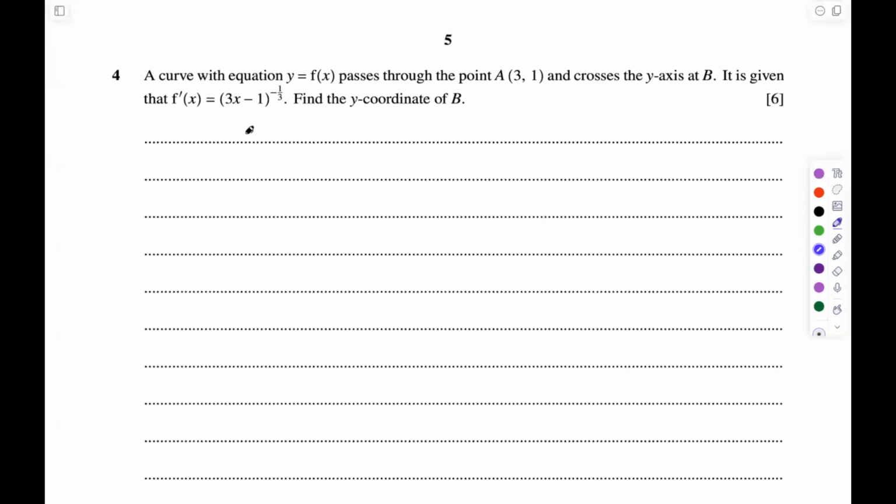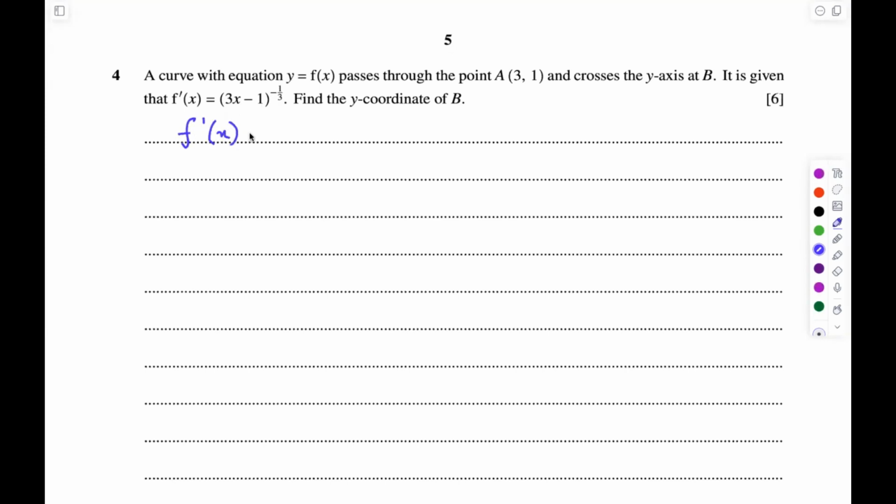In question 4, a curve with equation y equals f of x passes through the point A (3, 1) and crosses the y-axis at B. It is given that f dash of x is equal to (3x minus 1) to the power minus 1 upon 3. We have to find the y-coordinate of B. Now, we know that as it is crossing the y-axis, the x-coordinate will be 0. So in the first step, we'll have to find the equation of the curve.